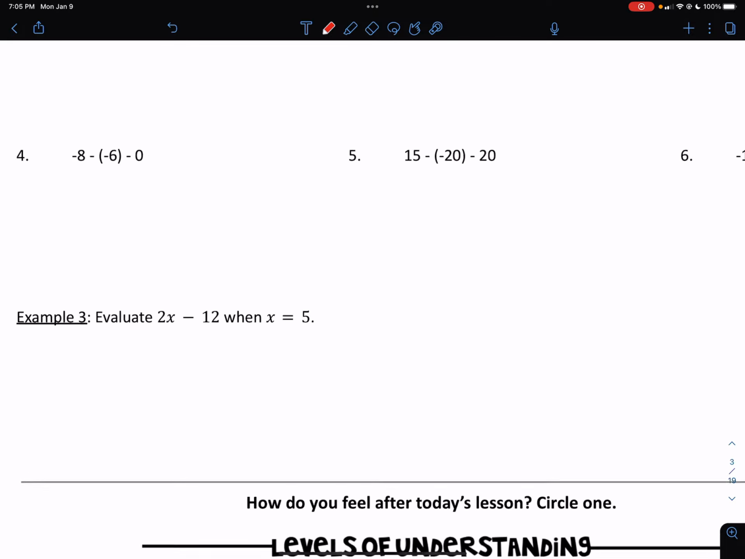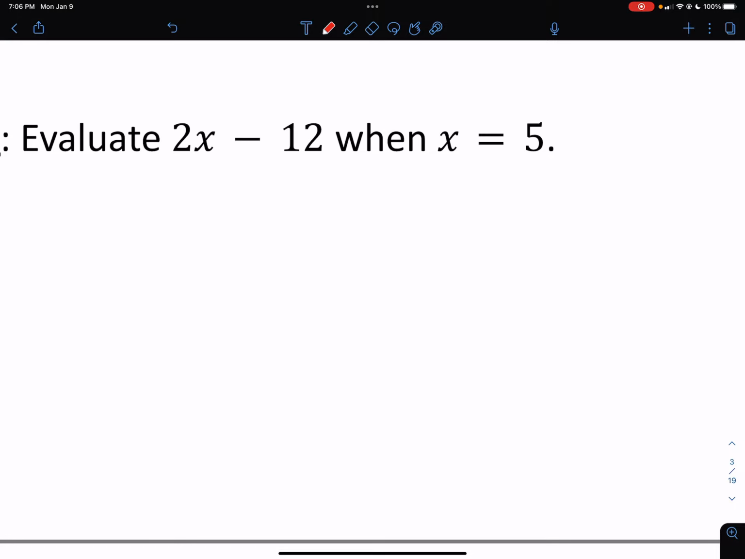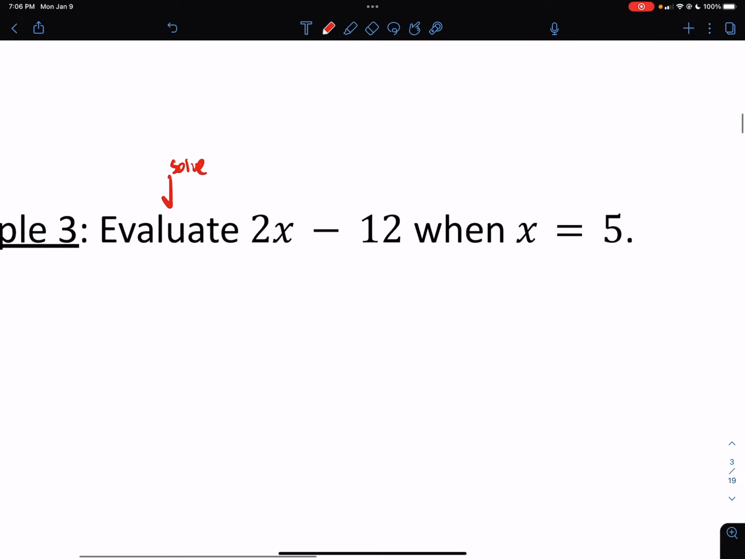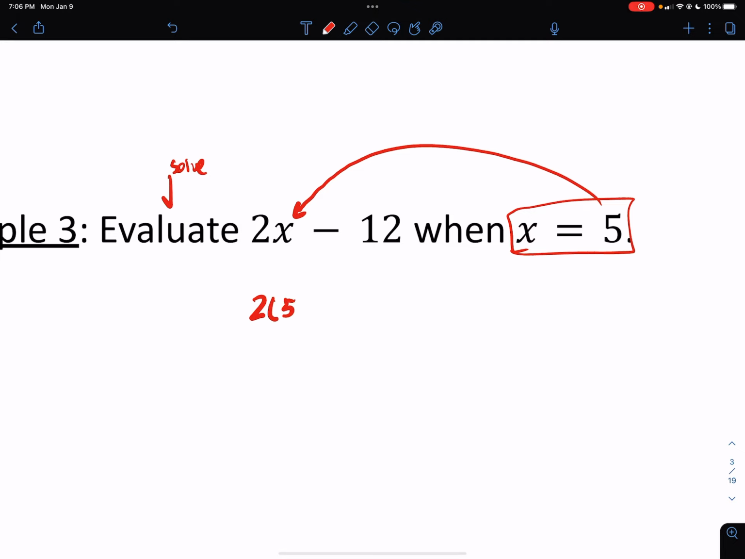All right, last but not least, example number 3, evaluate this expression when x is equal to 5. Evaluate means to solve. Okay, this was in the other directions as well. It's set to evaluate there too. When it says evaluate, that's going to mean you're going to solve when x is equal to 5. So instead of x, you're going to plug in 5. So it'd be 2(5) minus 12. Remember, if you have a number next to a parentheses, that's multiplication.